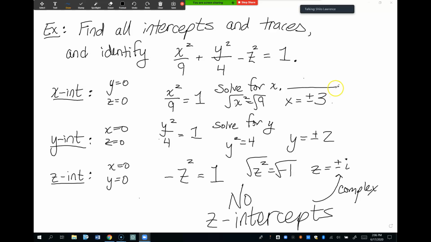So far, so good? Yep. So those are all of our intercepts. The next thing I'm going to do is the traces. So let me copy this onto the next page. So we had x squared over 9 plus y squared over 4 minus z squared equals 1.